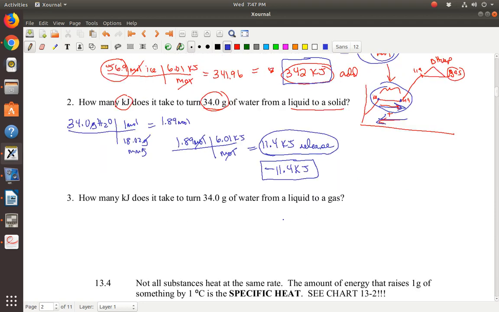All right, how many kilojoules does it take to turn 34 grams of water from a liquid to a gas? Well, that puts us on this picture up here, at this spot. We're going from liquid, that's the liquid, L-I-Q, it's kind of sloppy, to the gas. So we need the delta H of vaporization of water. So I've got to look that up. What's the delta H of vaporization? The energy it takes to turn it from a liquid to a gas.